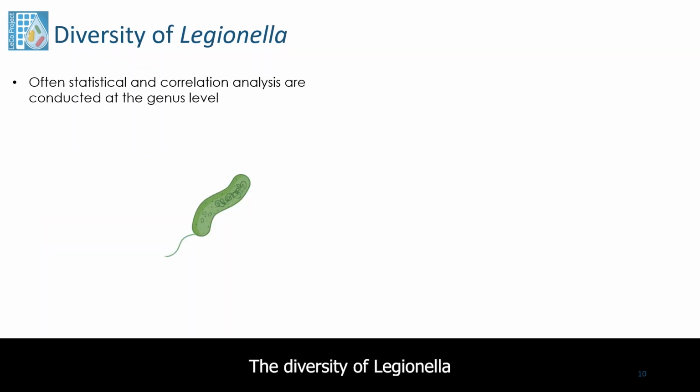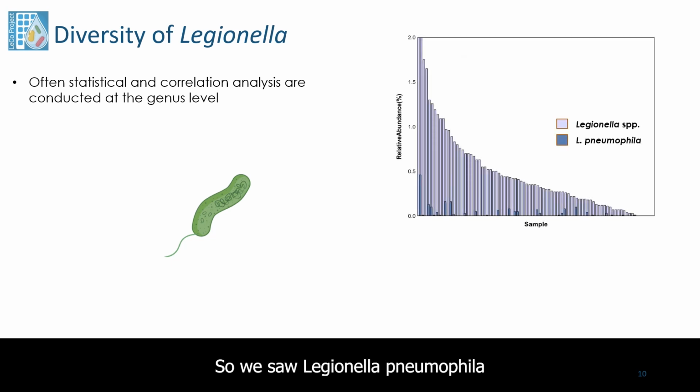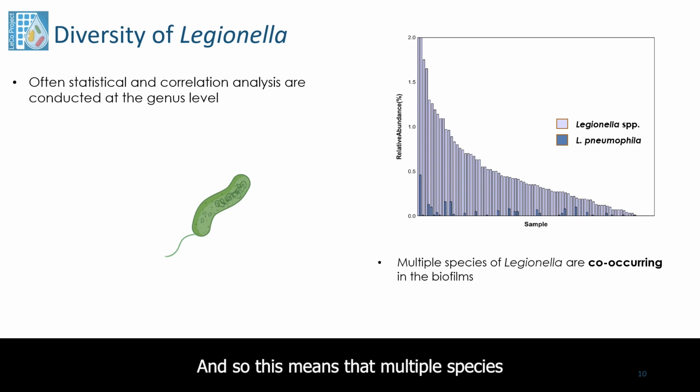The diversity of Legionella is what also caught our attention. So often statistical and correlation analyses are conducted at the genus level, meaning that we're looking at how protists but also bacteria are correlating with the genus Legionella in general. But we know, I told you this before, Legionella is made up of more than 70 species, and understanding how these associations can be resolved at a species-specific level is very important. So we saw Legionella pneumophila only represents part of the total Legionella species in our samples, and so this means that multiple species of Legionella are co-occurring in the biofilm.